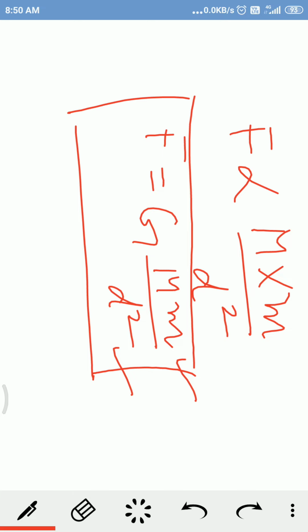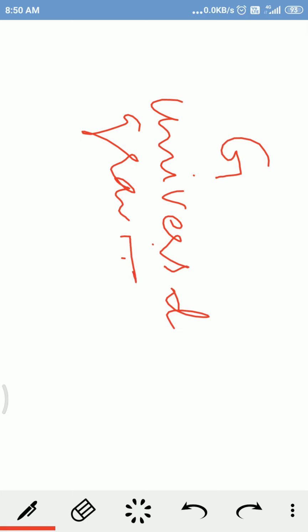Now what is G here? G is the constant of proportionality, or universal gravitational constant. It is the universal gravitational constant.